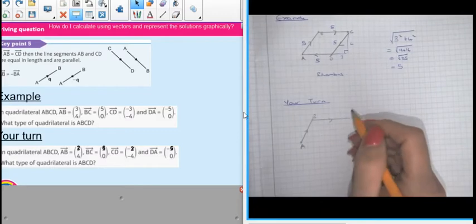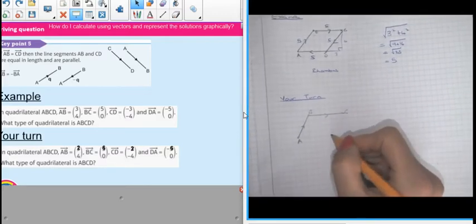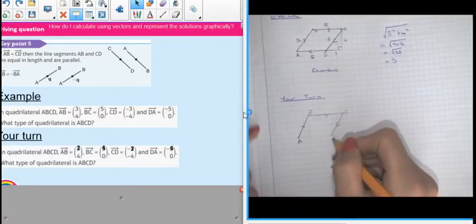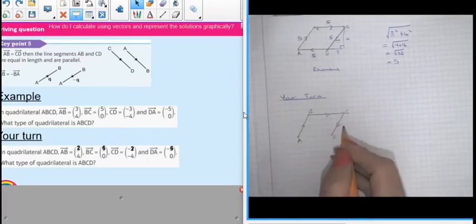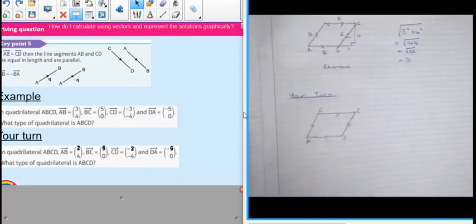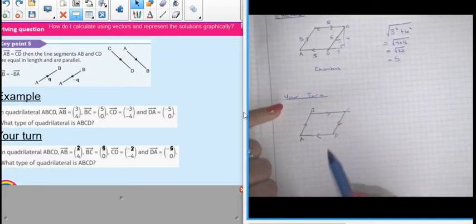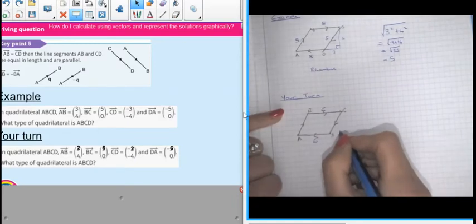CD is (-2, -4), so 2 left, 4 down. 1, 2, 1, 2, 3, 4. And DA is (-6, 0), 1, 2, 3, 4, 5, 6. 0 up or down. Okay, what type of quadrilateral is ABCD? So we've got two pairs of parallel lines, so again it's either a parallelogram or a rhombus. Now in this case we've got the length here is 6 and the length here is 6.